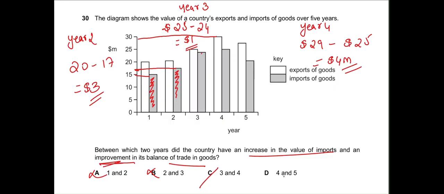Let's also see years 4 and 5. In 4 and 5, again I can see the gap is more compared to this gap. So I think the correct answer would be option number C. Option 4 and 5 doesn't make sense. The gap is clearly more than this. So this would be the right answer, that is option number C.